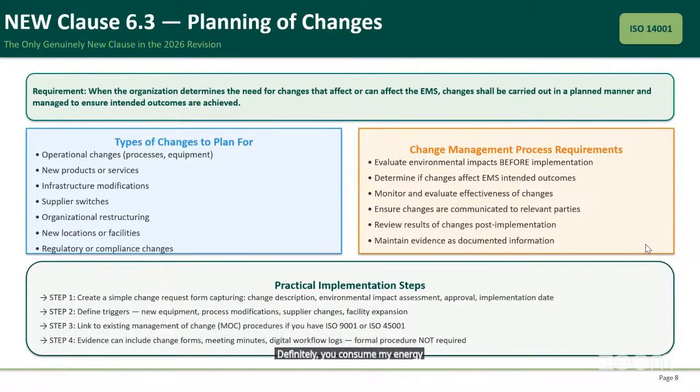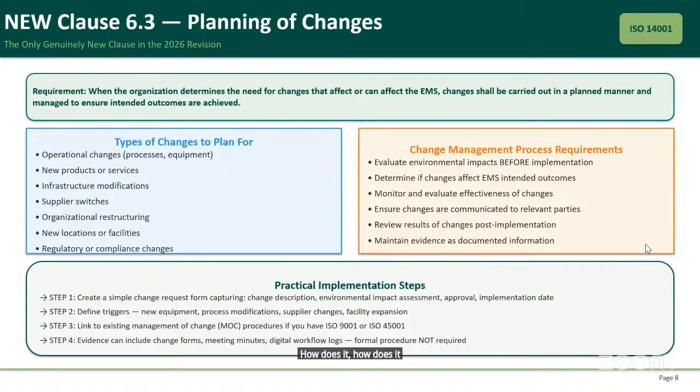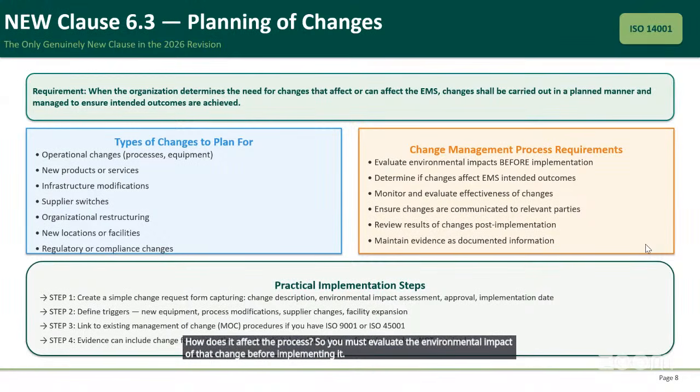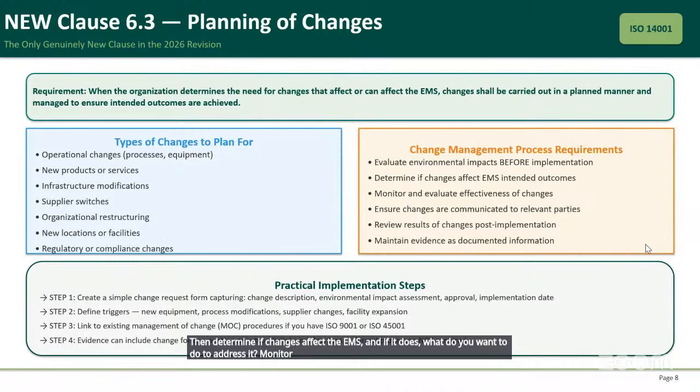Before, you are a delivery company and you used to deliver within Lagos, and now you want to deliver outside Lagos, to Abuja, and so on. You know that's expansion. How does that change integrate into your business? How does it affect the process? So you must evaluate the environmental impact of that change before implementing it. Then determine if changes affect the EMS, and if they do, what you want to do to address it. Monitor and evaluate the effectiveness of those changes and ensure that the changes are communicated to interested parties.